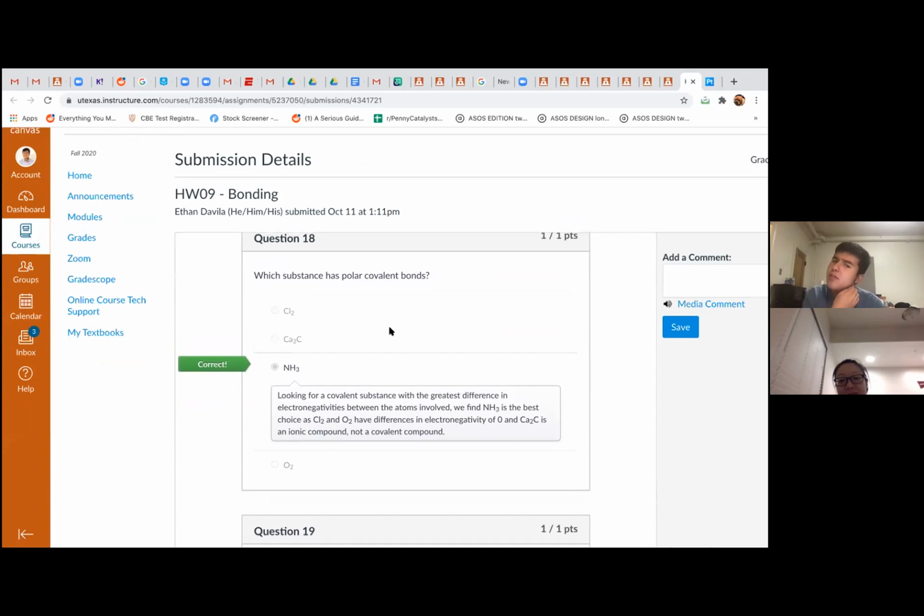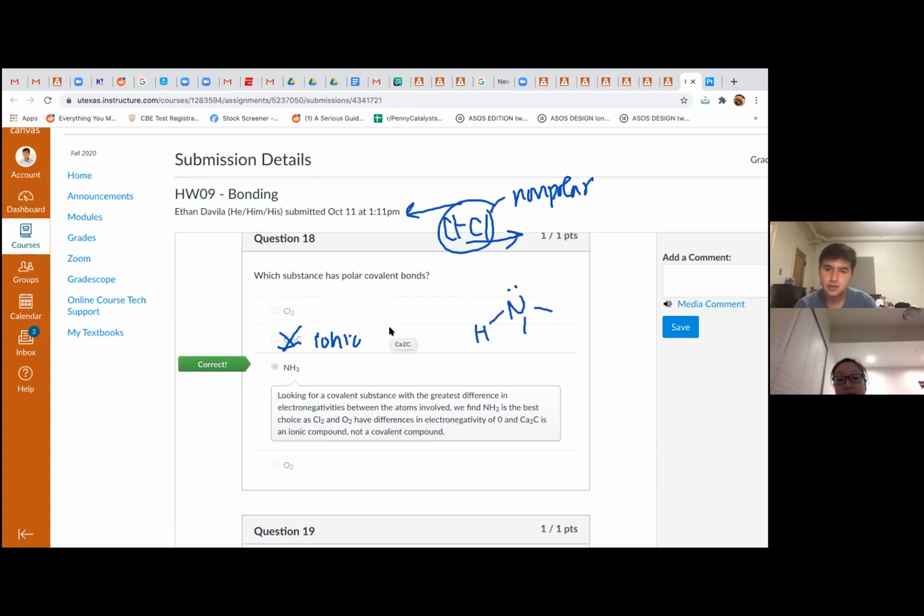Wait, what's polar covalent? Polar covalent is when the vectors don't cancel each other out. So first of all, this is ionic, so you cannot even use it. Cl2 looks like this. So the pull between the Cl's are equal to each other, so they cancel each other out. So this is actually non-polar. NH3 looks like this. So there's negative on this side, and then there's positive on this side. So if you were to look at it like a magnet, we have 2 poles. Oh, okay.